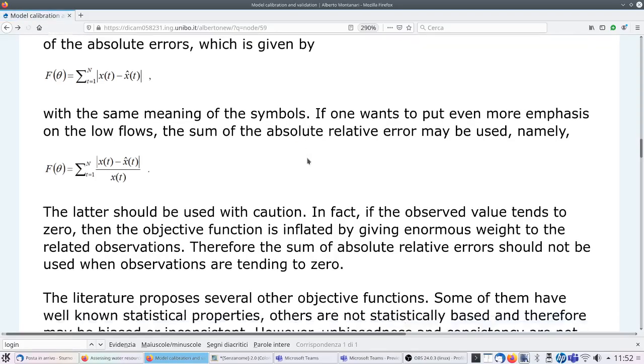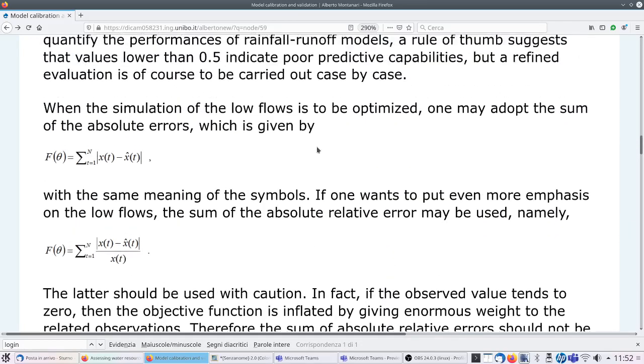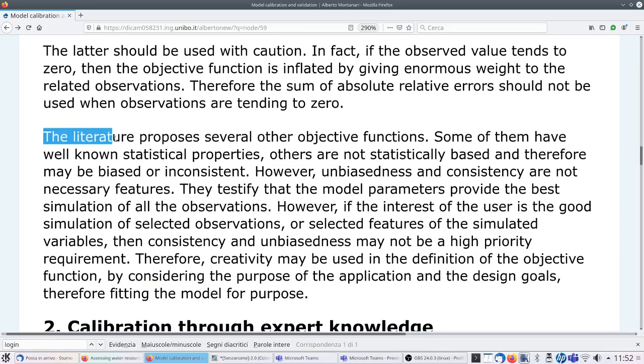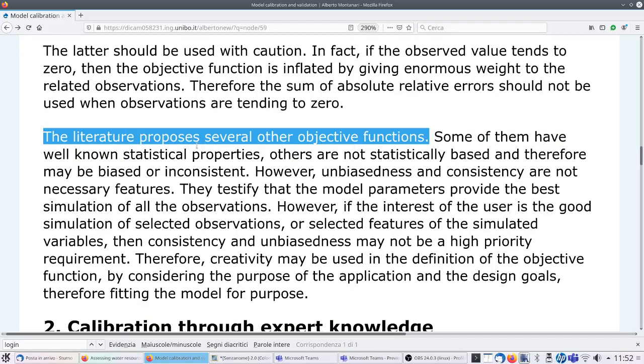Okay, and then this is, I think, the last one I am considering. Remember these objective functions because they may be asked at the exam. And keep in mind that the literature proposes several other objective functions, as you see written here. And some of them are statistically proved, meaning that they are proved to be unbiased and consistent. Others are not statistically proved, but as I said, we don't necessarily have to stick to a consistent and unbiased estimator. It depends on our application whether we want to stick to it or not.